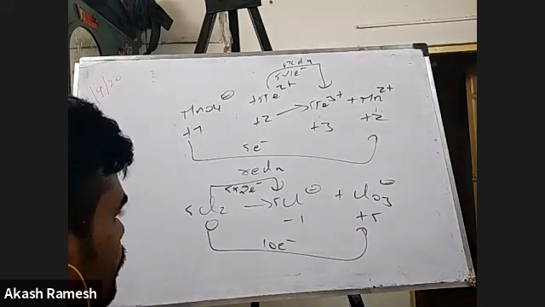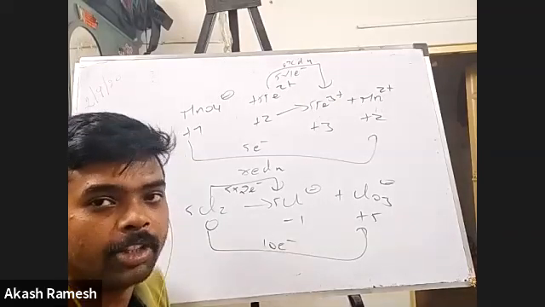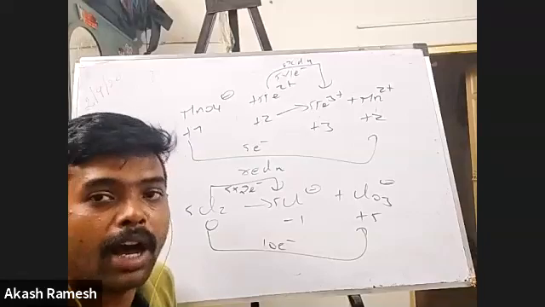What is the problem? I think I should not put 5. Sir, in school they told that for disproportionation reactions it's better to use the half-reaction method. Yeah, definitely, that's what even I'm telling. For disproportionation reactions, please use the half-reaction method.